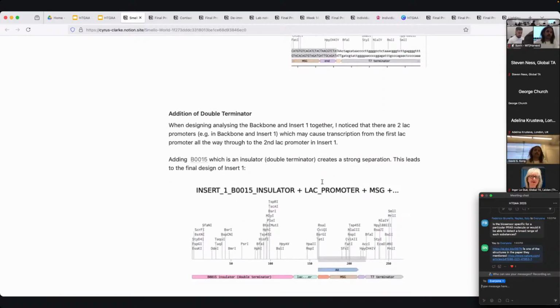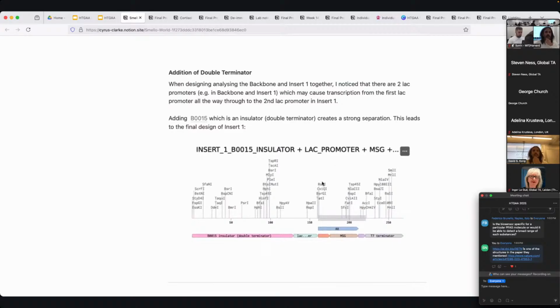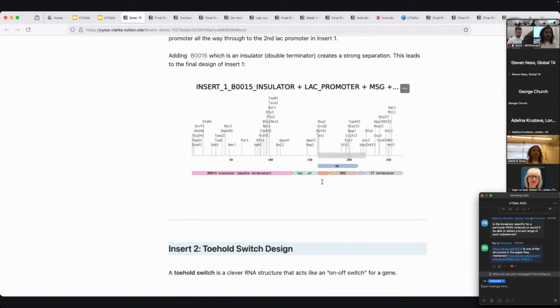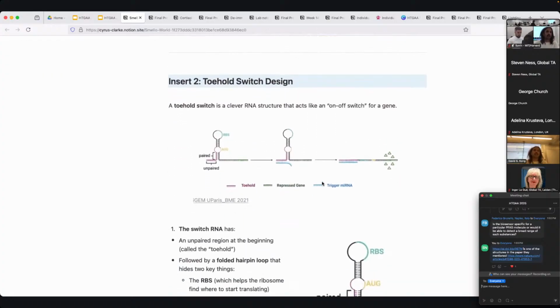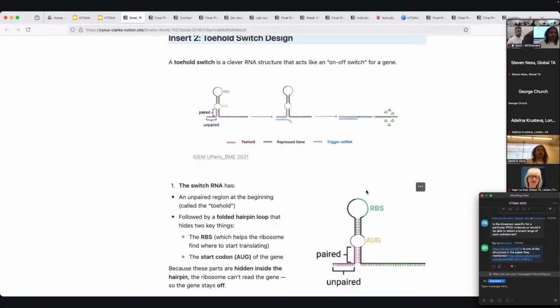Because when I was designing this, I noticed that my backbone and the insert 1 both had the LAC promoter, and we want transcription to only occur in my part 1. So the double terminator creates a stop between those two to make sure that works as anticipated. Then the toehold switches, which are quite interesting to work with. That's the first time I've worked with them.